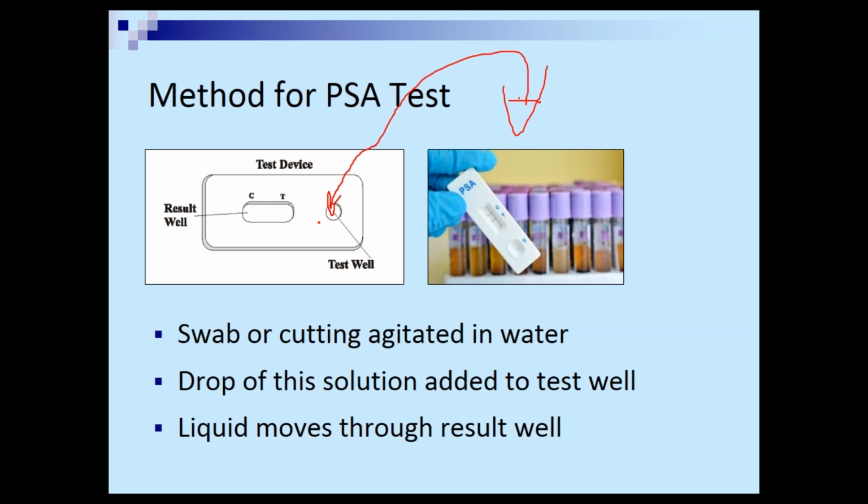Okay, just like when you put the corner of a Bounty paper towel in liquid, that liquid is going to start to wick across and move across the T and the C area. Embedded in where the T line is are antibodies to PSA. So if that lights up, it's a positive. And embedded in the C line is a control antigen, and it is there to make sure that the liquid has made it all the way across the test.